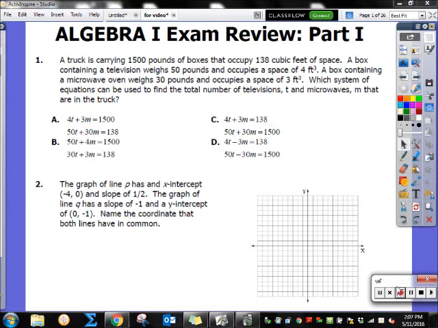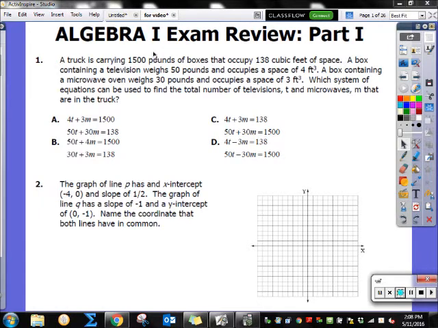So on the first one, you have a truck that's carrying 1,500 pounds of boxes that occupy 138 cubic feet of space. A box containing a television weighs 50 pounds and occupies a space of 4 cubic feet. A box containing a microwave oven weighs 30 pounds and occupies a space of 3 cubic feet. Which system of equations can be used to find the total number of televisions T and microwaves M that are in the truck? So there's two different equations that we have to write.